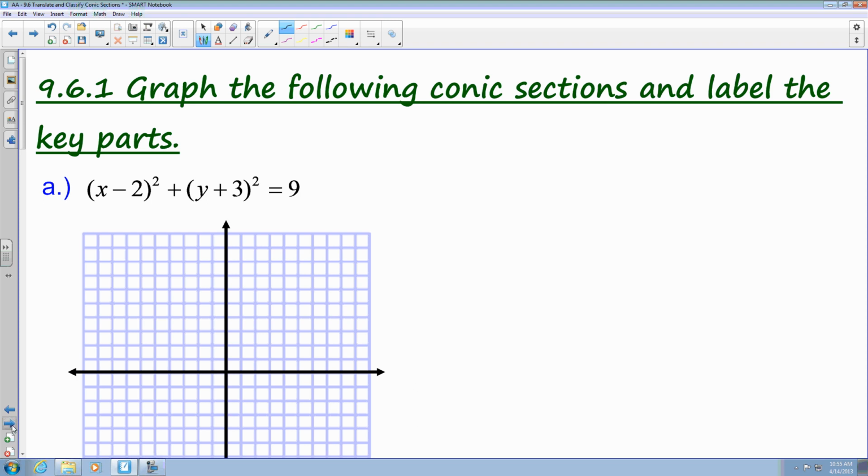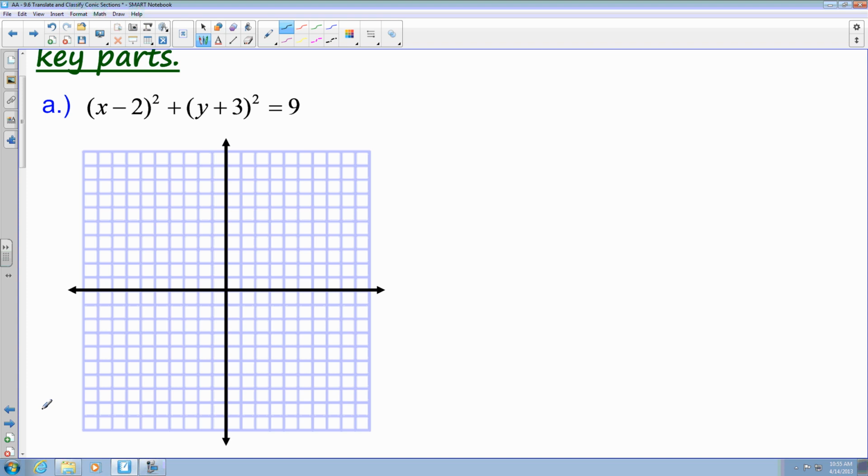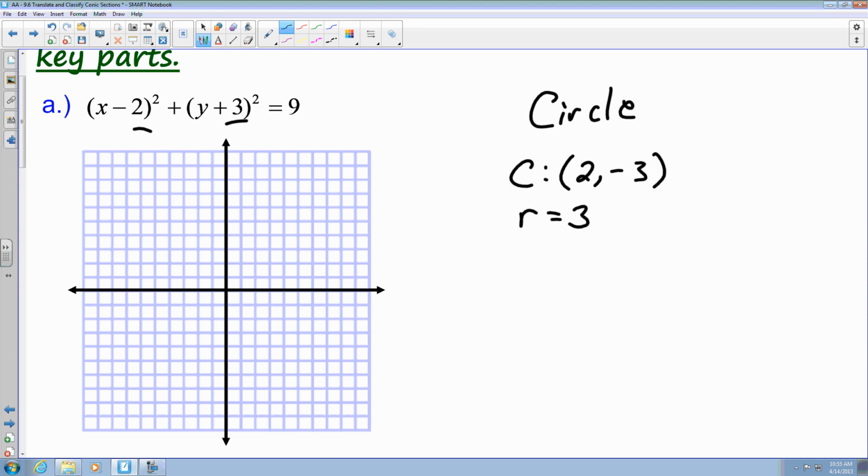So it says graph the following conic sections and label the key parts. So here, by looking at it, I noticed that this is a circle. So with it being a circle, I need to look for the center point and the radius. I know the radius is 3 because r squared is 9, and then the center point is dictated by my h and k. So h is 2, and then my k is at negative 3. So I'm going to go find that. So I'm going to go 1, 2, and then 1, 2, 3. So I'll plot that there as my center point.